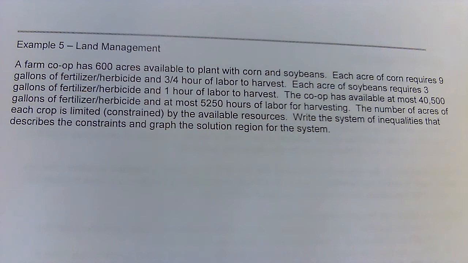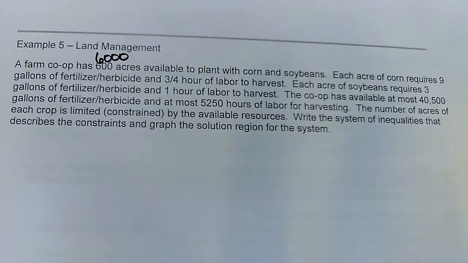We're continuing with section 4.1, just talking about linear inequalities, systems of linear inequalities. And here's another example. A farm co-op has 6,000 acres available to plant with corn and soybeans.